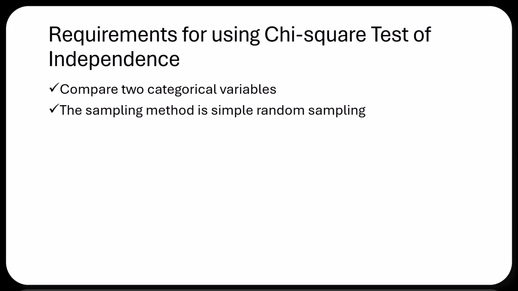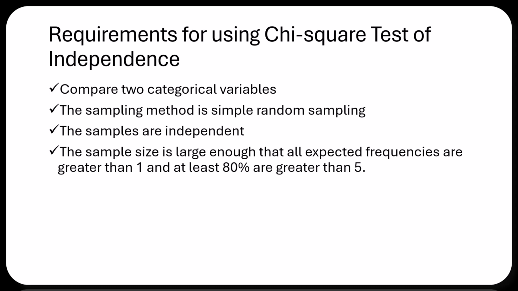Requirements for using chi-square test of independence. You must be comparing two categorical or qualitative variables. The sampling method must be simple random sampling, and the samples must be independent. Additionally, the sample size must be large enough such that all expected frequencies are greater than 1, and at least 80% of those expected frequencies must be greater than 5.